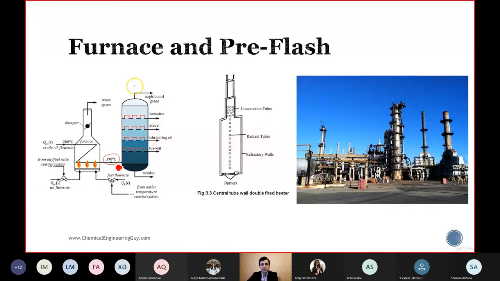But we also pre-flash. Pre-flash can be like this one. So as you can see, we have the furnace. And then it is sent to the column. But let's say this is the main column. I can add a pre-flash column here. Why do you think I need this one? What do you understand when you hear pre-flash?